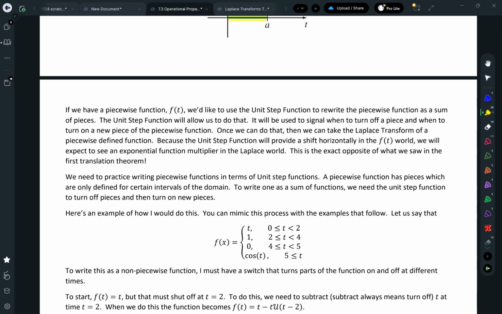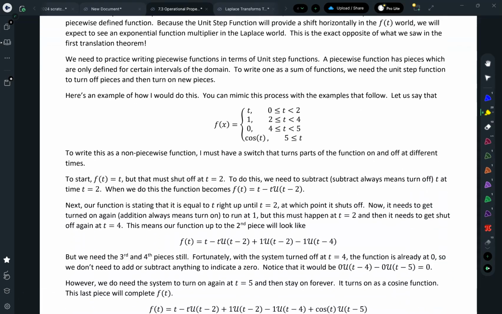A piecewise function is a function that has pieces that are only defined for certain intervals of the domain. To write one as a sum of functions, we're going to use that unit step function. Here's an example of how I would do this. I'm going to walk through this step by step, and you can read it, but I'll also state it. This is a big piecewise function, and I have f of x in there, and it should be f of t.